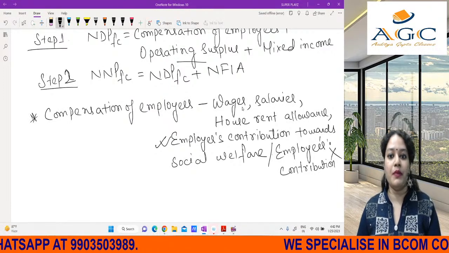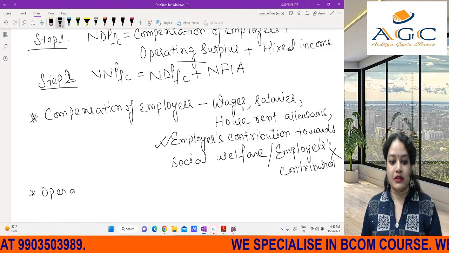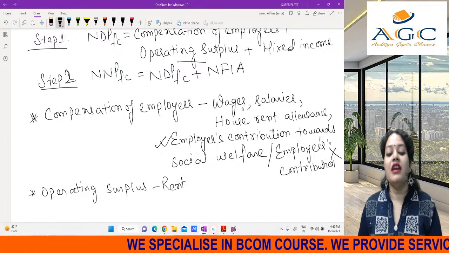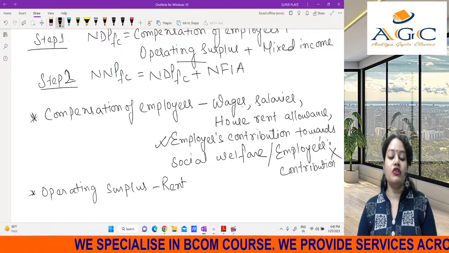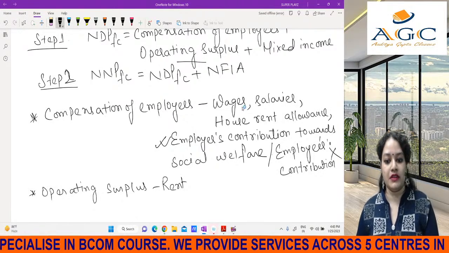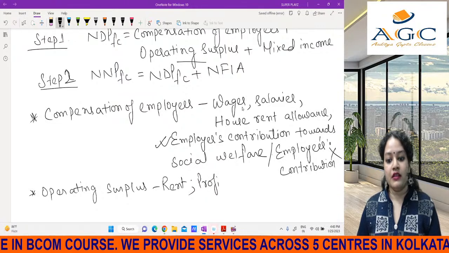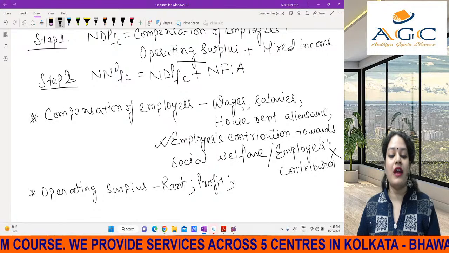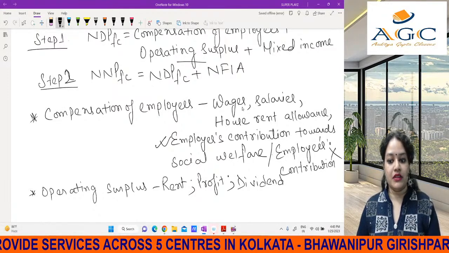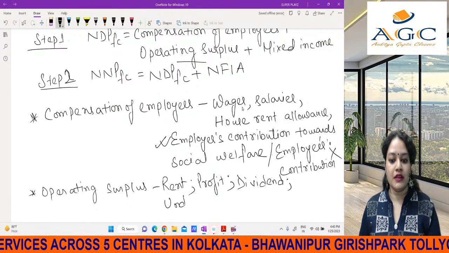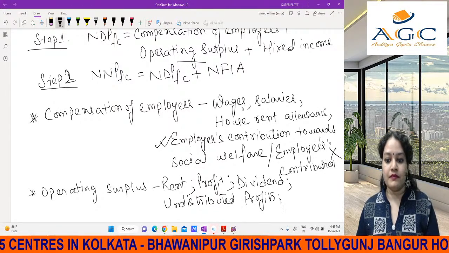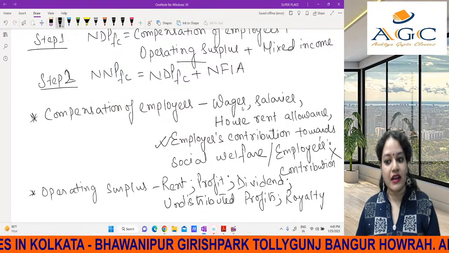Now this is your compensation of employees. Another thing was what? Operating surplus, right? So what are the things that come under operating surplus? Rent. Rent as in you have a land and you have rented it out to someone, so you are receiving the rent, and that rent is a form of income for you. So anything that is a form of income for you comes under operating surplus, right? So rent. Profit, you have invested in a particular business and you have earned profits out of it. So anything that is an income for you comes under your operating surplus. Rent, profit, dividend, then undistributed profits, royalty. I'm writing the most common things that are given to you, okay?